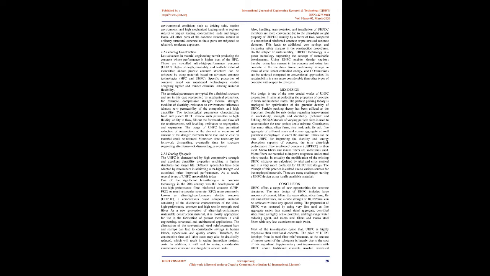The technological parameters characterizing fresh and placed UHPC involve such parameters as high fluidity, ability to flow, fill out the formwork, and flow off the reinforcement, self-leveling, resistance to segregation, and separation. The usage of UHPC has permitted reduction of the intersection of the element or reduction of the amount of the stringer, here with fixed load, and so cost on material could be reduced. Moreover, time necessary for formwork dismantling, eventually time for structure supporting after formwork dismantling, is reduced.